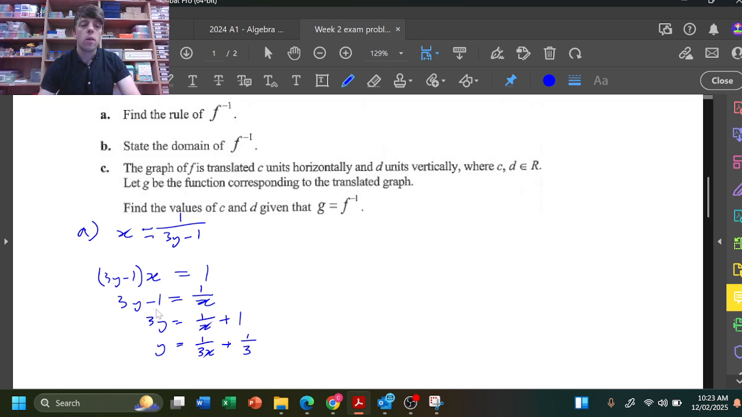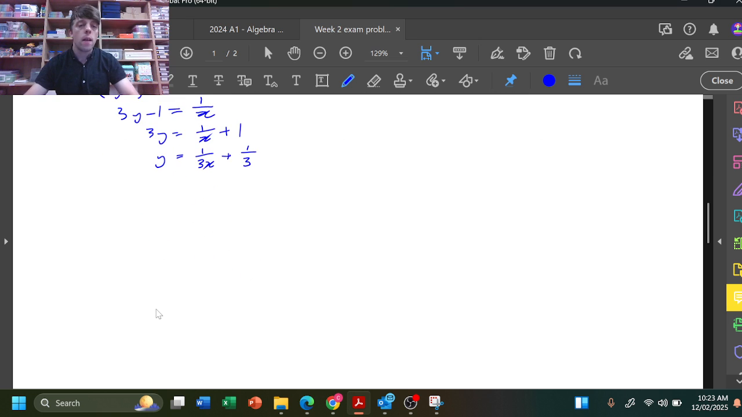Okay, so there is our equation for y. And if I put this into function notation, which you always should do, we're going to give the function a name, then we're going to specify the domain. The domain is all of the real numbers excluding 0.